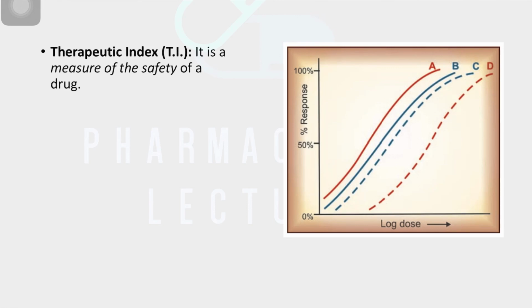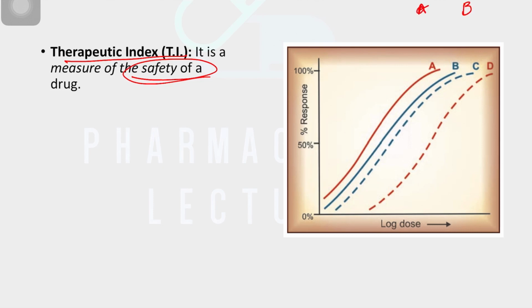Another important terminology with the dose response curve is therapeutic index. Now therapeutic index, as the name suggests, is a measure of safety, and many a time this question is asked as an MCQ. What therapeutic index is basically showing? So it's basically showing the safety of a drug. So therapeutic index is for the safety of drugs.